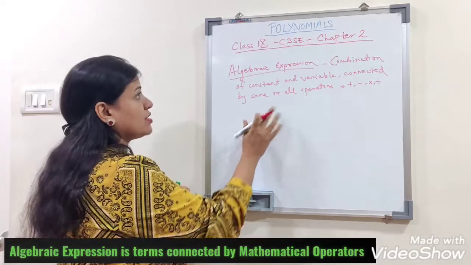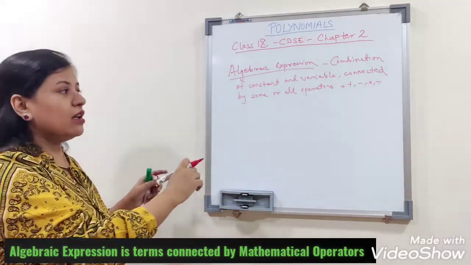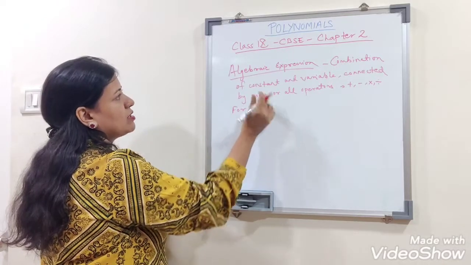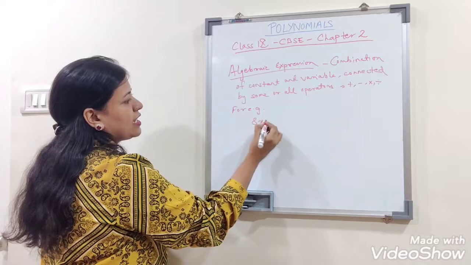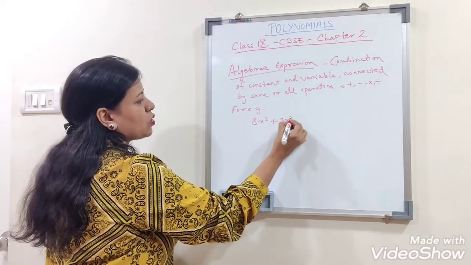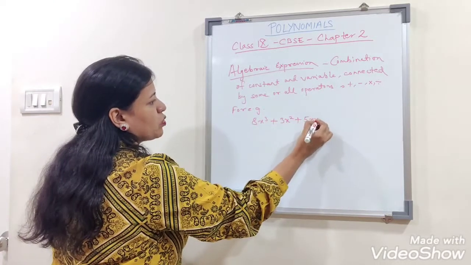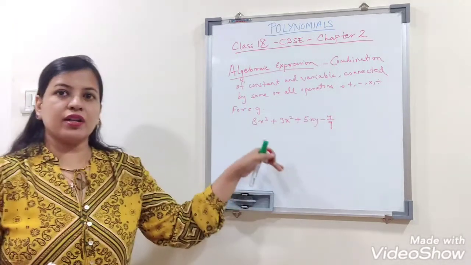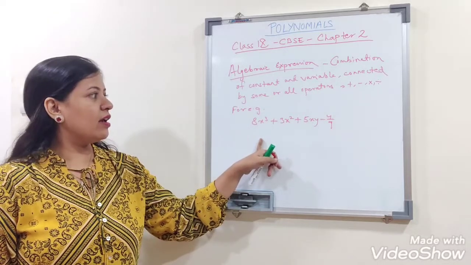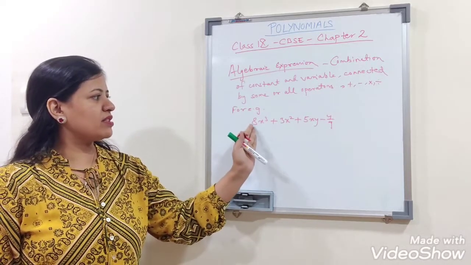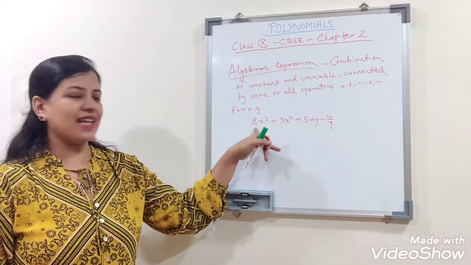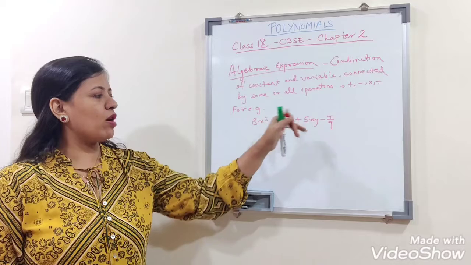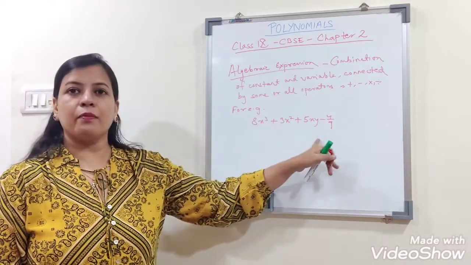Now algebraic expression is this. What is this? Combination of constant and variable. Now let me give you an example which will clarify this particular term. 8x cubed plus 3x squared plus 5xy minus 4 by 9. Now this entire expression is called algebraic expression. Why? Because it is a combination of constant and variable, as you can see. Constant is 8 and there are variables x and y involved in it. Plus they are connected by what? Mathematical operators plus and minus.